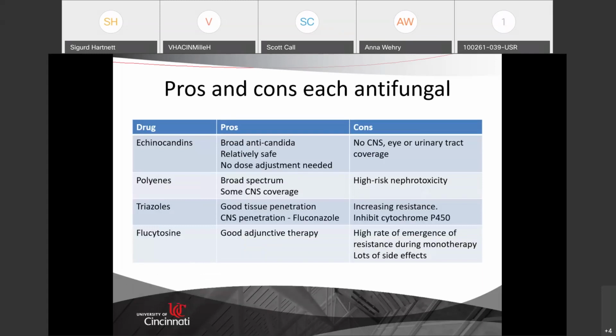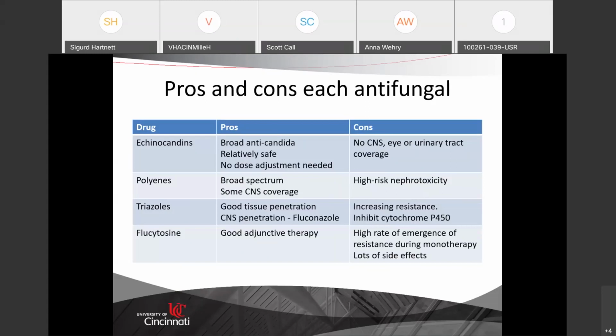antifungal. So for echinocandins, micafungin or caspofungin, they're really great broad anticandidal drugs. If you're worried you have candidemia, an echinocandin is the drug to go to. They're relatively safe, and there's really no dose adjustment needed. What's bad about them, though, is they get poor tissue penetration, they have no CNS penetration, they do not get into the eye, and they do not get into the urinary tract. So you cannot treat a meningitis with an echinocandin, and that's an important point.